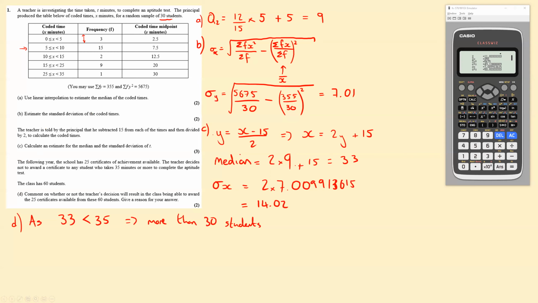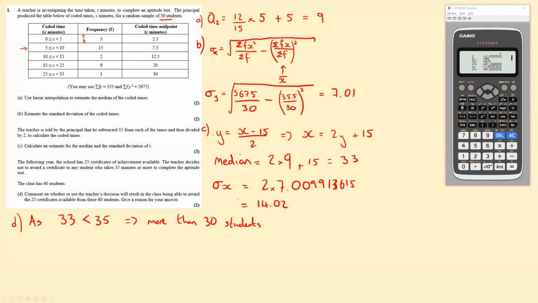When I actually did this, I did it slightly differently. I believe I tried to work out the actual coded time itself. So I was having a look at the times themselves. So 35 minutes, if I want to work backwards from that. So if 35 is my actual time, I'd put it back into here and work that out. So 35 minus 15 is 20. 20 divided by 2 is 10. So I'd be looking at how many students took longer than that. So in this case, it's 9, 10, 11, 12, and trying to work from there. And there are a few ways of doing this.